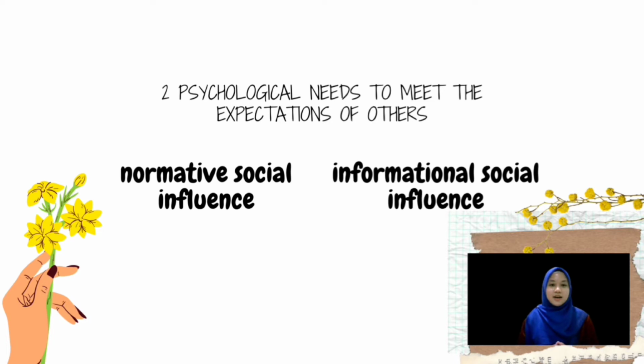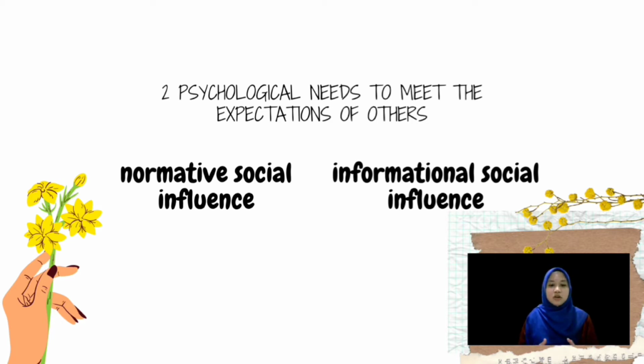Next, there are two psychological needs to meet the expectations of others. First is normative social influence. Second is informational social influence. So, what is meant by normative social influence? It is the influence of adapting oneself to the positive expectation of others. For example, an individual will show behavior in a certain way to make other individuals like him.